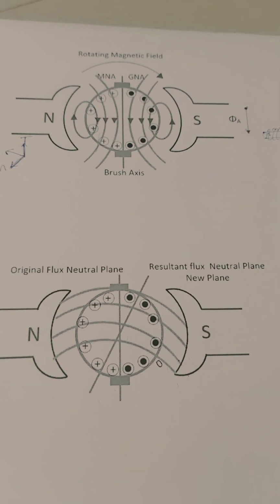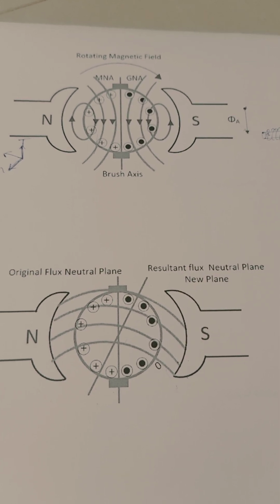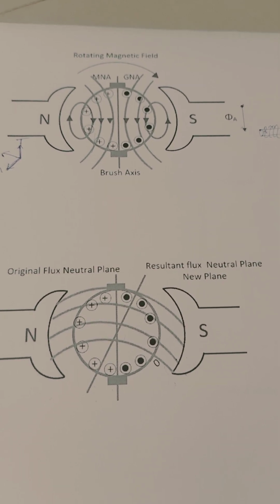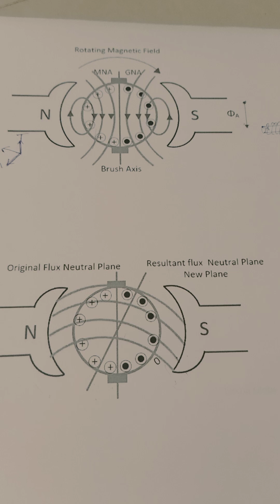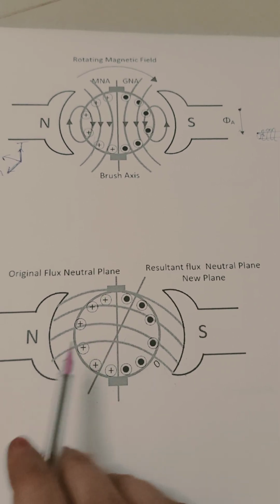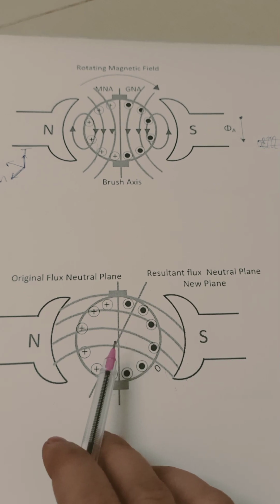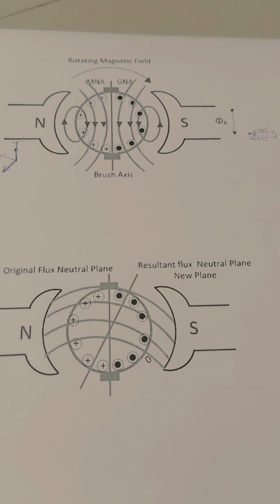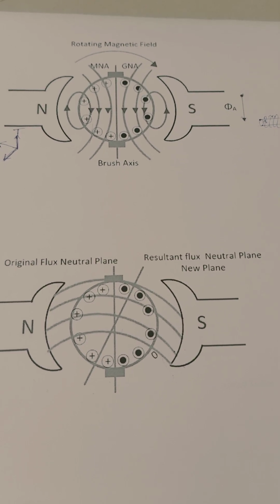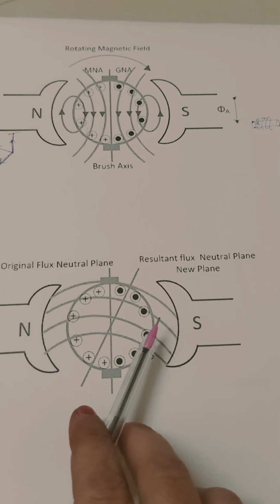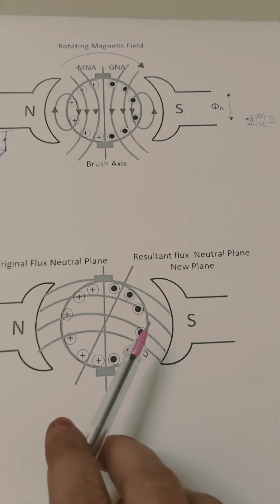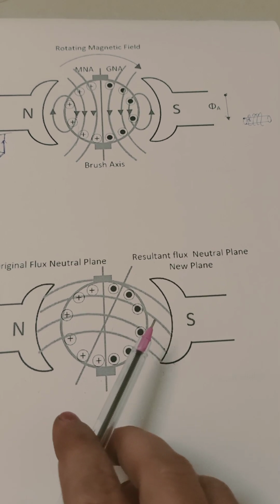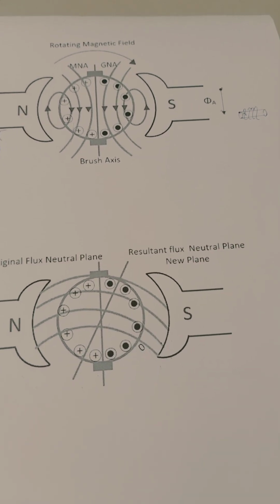The effects of armature reaction are: armature reaction reduces the total flux. This is known as the demagnetizing effect. And the resultant flux is distorted. There is some distortion in the resultant flux due to which the magnetic neutral axis is shifted. This is in the case of a generator. The magnetic neutral axis is shifted in the direction of the resultant flux. This will be opposite in the case of a motor.